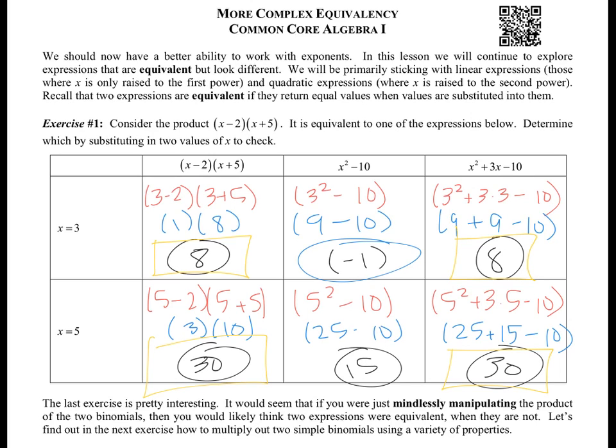The last exercise is pretty interesting. It would seem that if you were mindlessly manipulating the product of the two binomials, then you would likely think the two expressions were equivalent when they are not. Let's find out with the next exercise how to multiply the two binomials using a variety of properties.